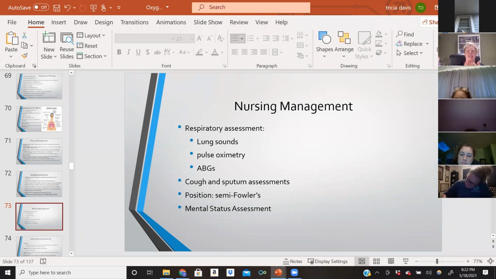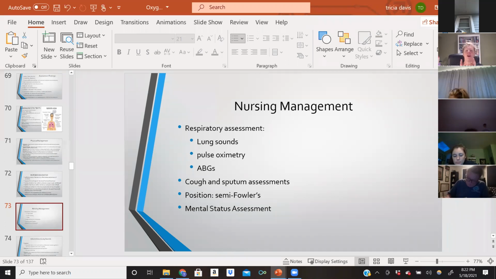You're going to listen thoroughly, listen long, compare sides, front to back, make sure you document it well. You're going to monitor their pulse ox, make sure their oxygenation status is good. You're going to want to get your doctor to order ABGs if their pulse ox isn't good, so you can really get a good idea of what their oxygenation status is. If they're getting nebulizer treatments and other respiratory treatments like inhalers and things like that, make sure you go in after them and listen to those lung sounds again to compare to see if they had any improvement.